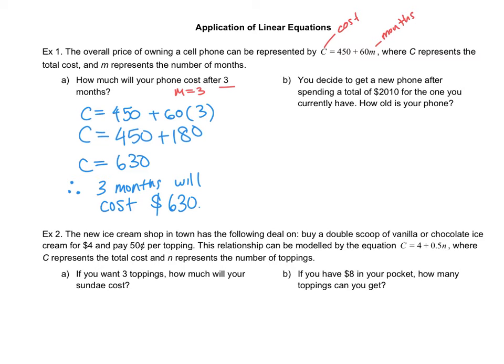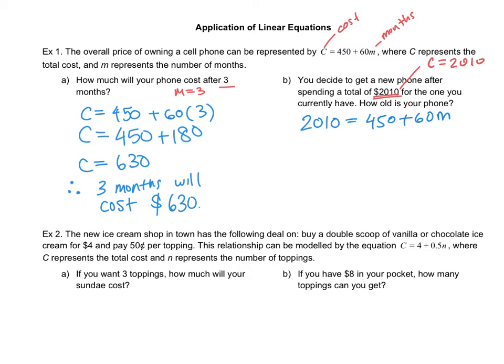Okay, let's see B. You decide to get a new phone after spending a total of $2,010 for the one you currently have. How old is your phone? So they're pretty much asking us, how many months have you had your phone for? And this 2010 represents the cost. So in this scenario, we're going to replace C with this number. So 2010 is equal to 450 plus 60M. Notice I didn't carry over the 3 months from before. These are completely separate questions.